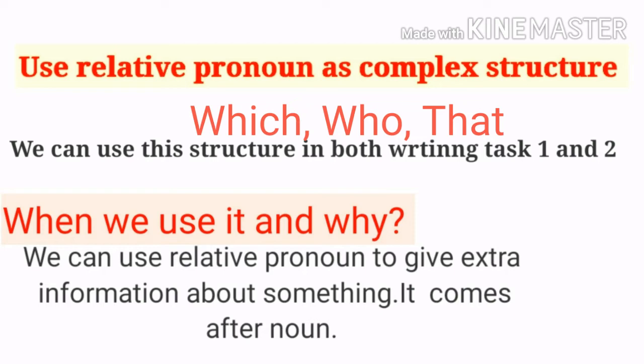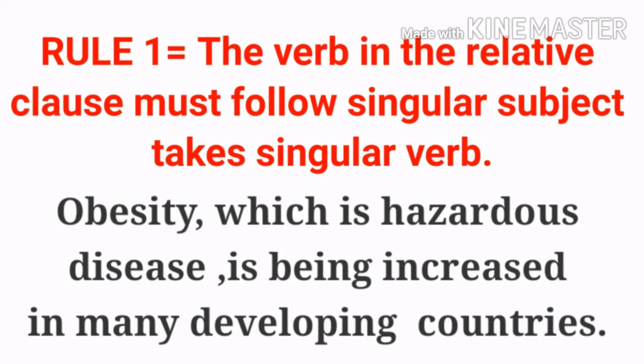Let's understand it by rule number 1. First, the verb in the relative clause must follow the subject: singular subject, singular verb. What do you mean by that? It means you have to use subject-verb agreement appropriately. Let's understand it by example.